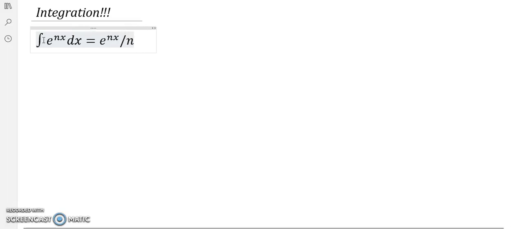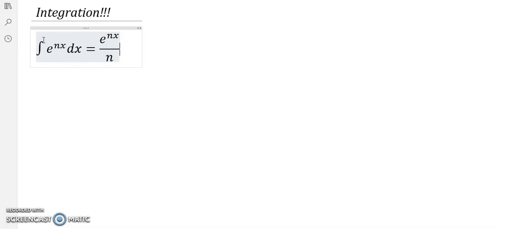Once again on integration. This chapter is quite long, and in the meantime is also super interesting as well. So let's begin. We have the integral of the exponential function e to the power nx dx equal to the exponential function e to the power nx divided by n plus the constant c.